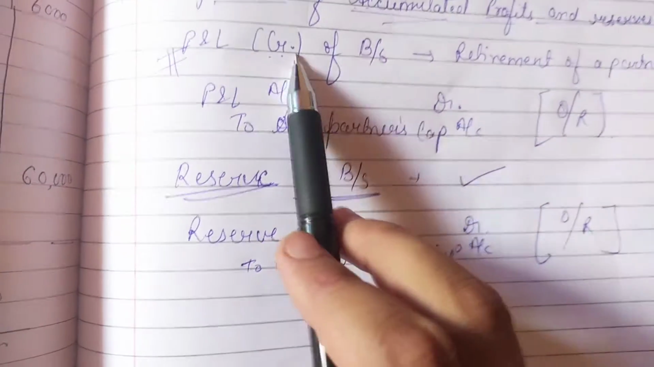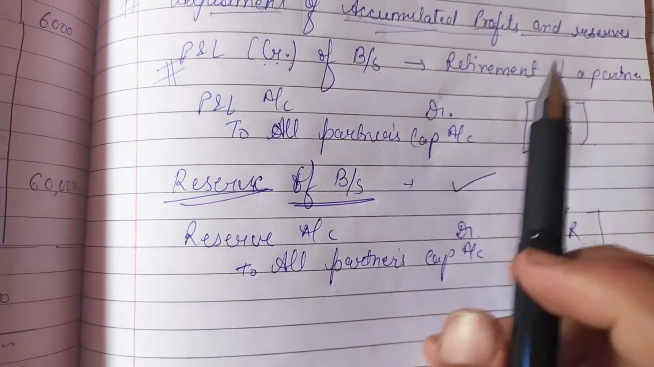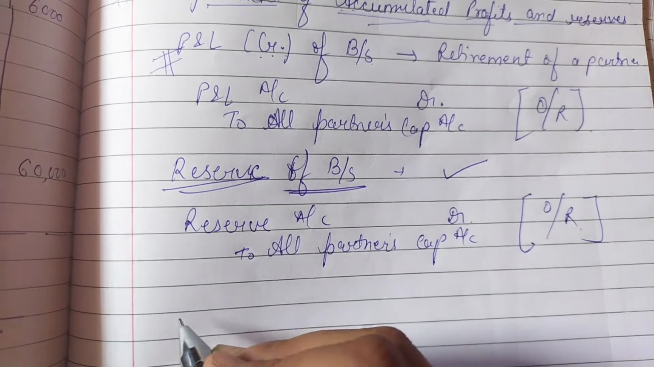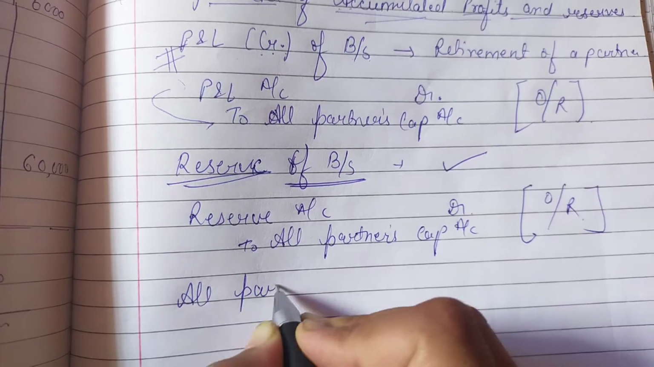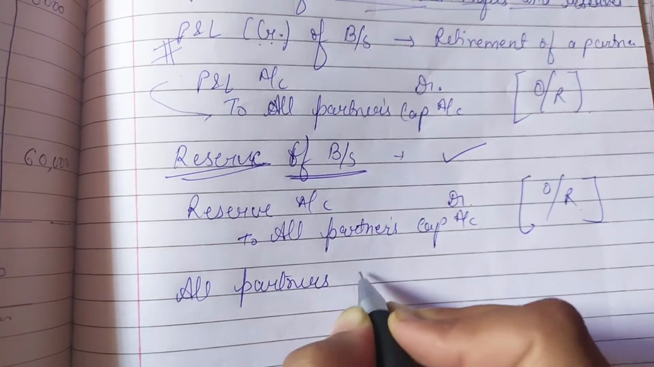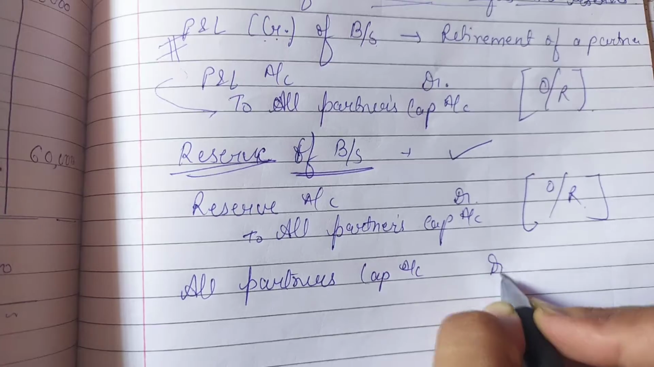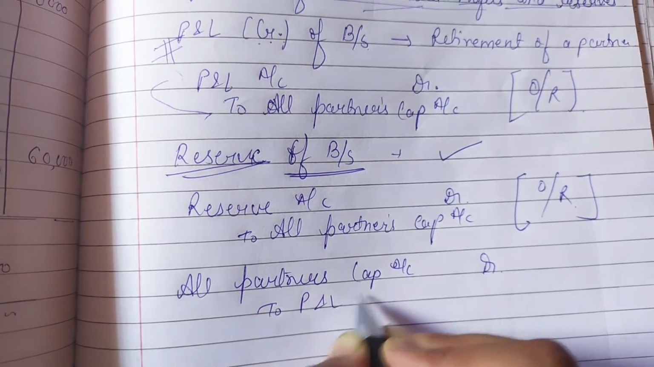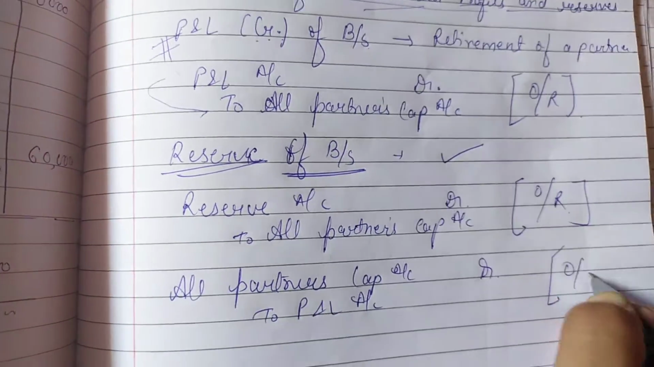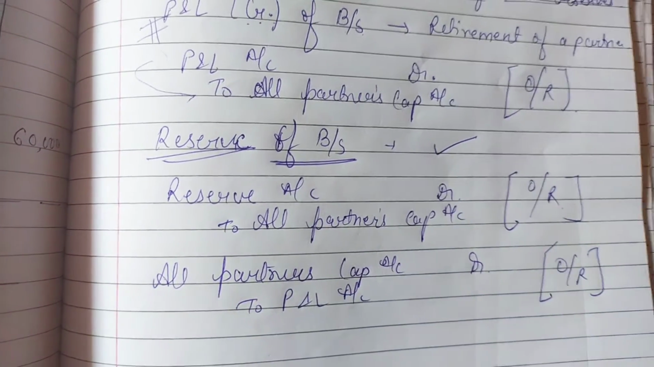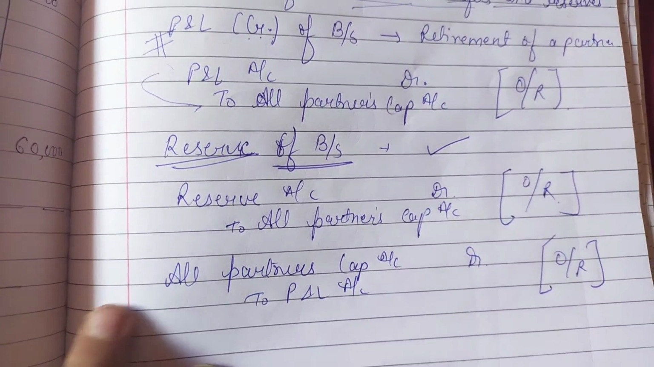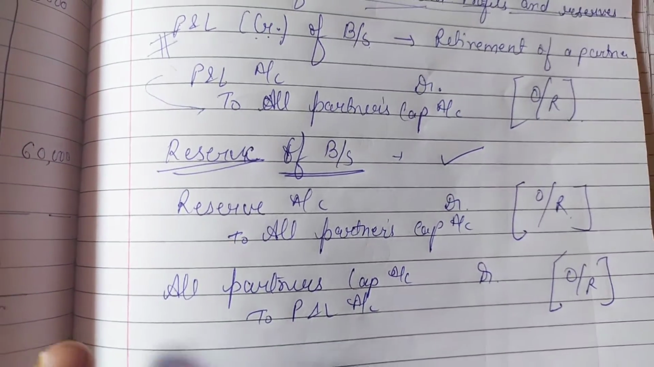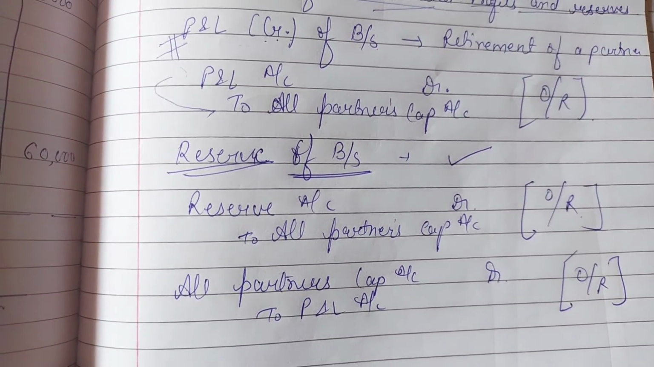So students, one more thing is there, that if we have the debit balance of the P&L in the balance sheet, then what will we do? We will just reverse the entry, means all partners' capital account debit to profit and loss account. Okay, that has also been done in the old ratio. So these are the profits and these are the reserves that have to be transferred to the partners' capital account, including the retired partner at the time of a retirement of a partner.